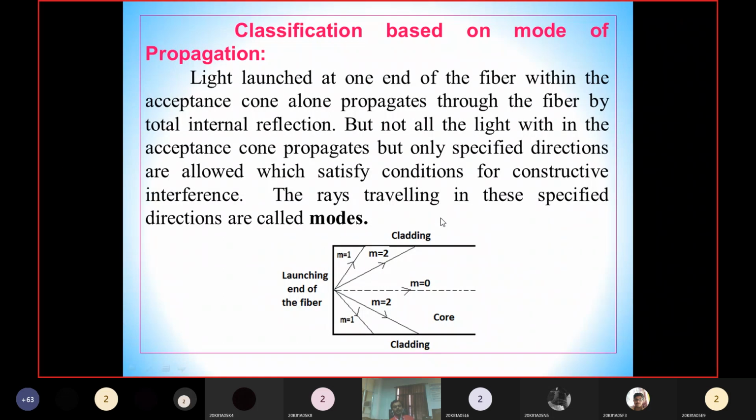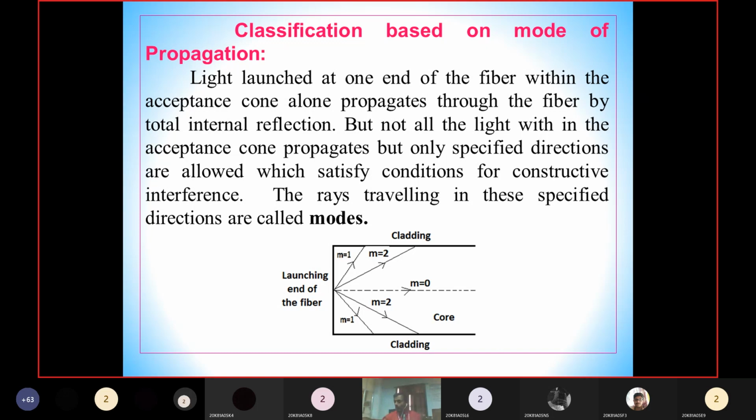Based on the mode of propagation, there are single mode optical fiber and multi-mode optical fiber. If only one mode of propagation is there inside the material, we call it single mode propagation. If the light is propagating like this and like this, at so many angles, we call it multi-mode propagation. If light travels inside with only a particular angle, that is single mode propagation.